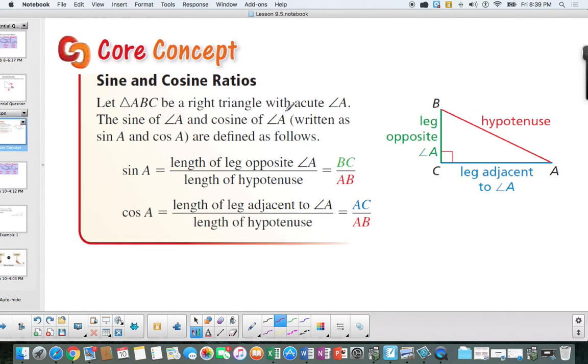Now, the sine is actually spelled like this, but we just use the first three letters. Cosine is spelled like this, but we just use the first three letters. The sine of A is the opposite leg divided by the hypotenuse. The cosine of A is the adjacent leg divided by the hypotenuse.